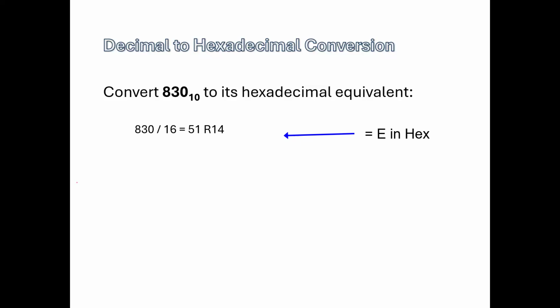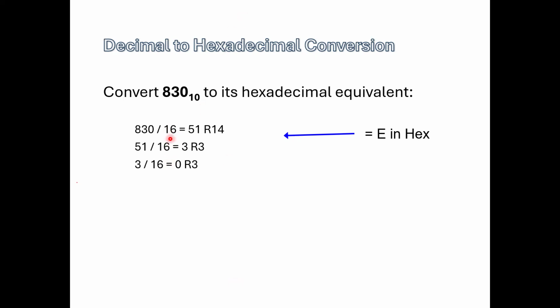So it means that my remainder is going to be what? E, not 14. I'll divide by 16 again. It will give me 3, remainder 3. In hexadecimal, you can have what? 3. So it is acceptable. If I divide 3 by 16, I will get 0, remainder what? 3.